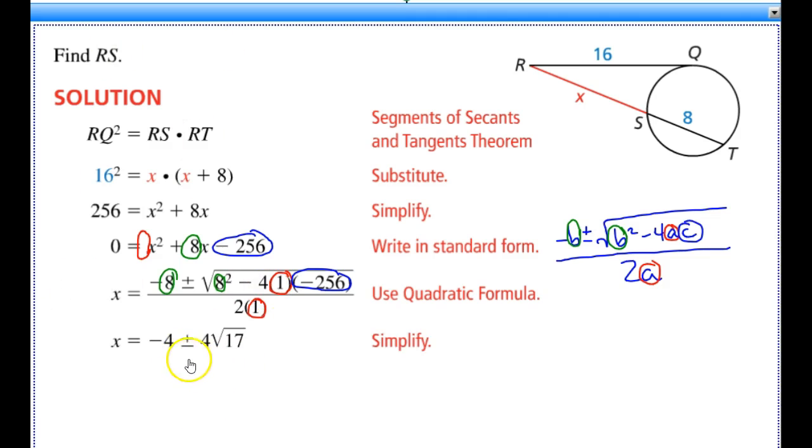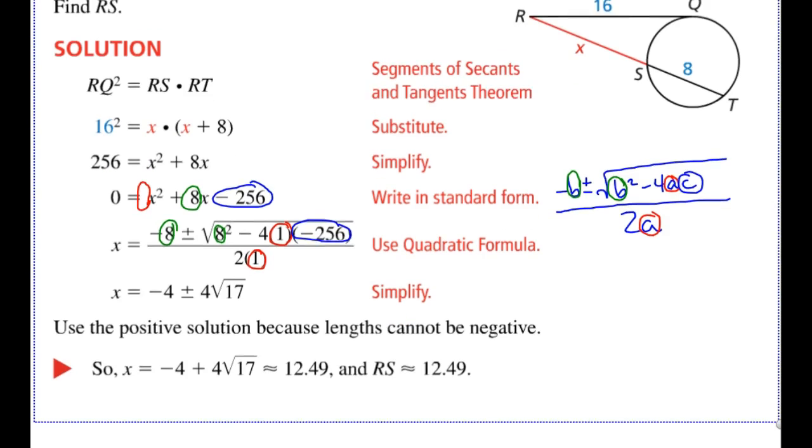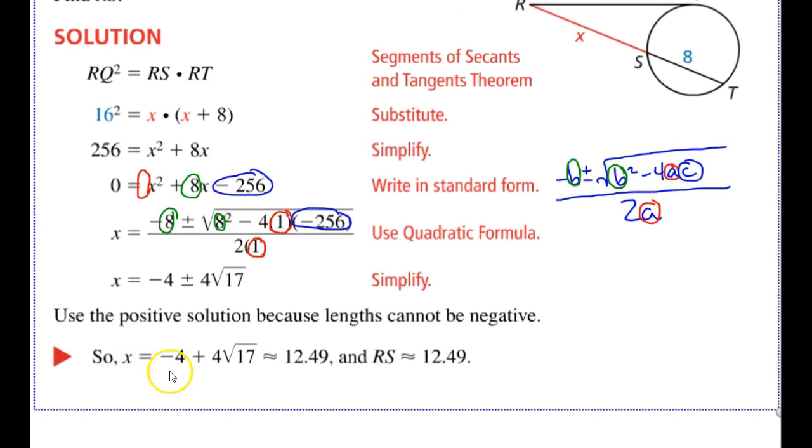Okay, so now I can simplify, so I've got negative 4 plus 4 times the square root of 17 and negative 4 minus 4 times the square root of 17. Here I only care about the positive one because I cannot have a length that's negative. So if I come up with a positive and a negative value, I know I only need to use one of them. So my x is approximately negative 4 plus 4 times the square root of 17, which is approximately 12.49. So I know that that length, that piece that we were missing, is approximately 12.49.